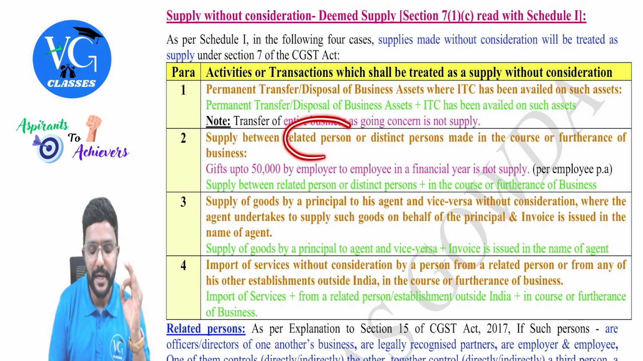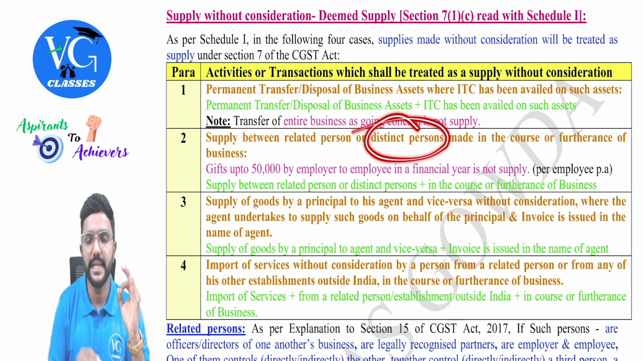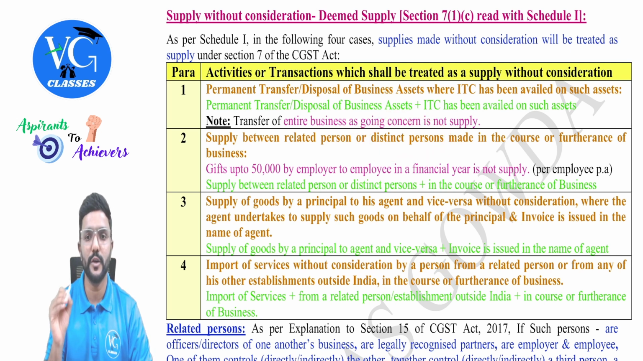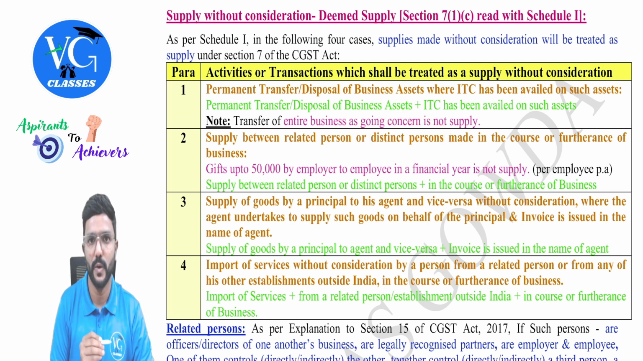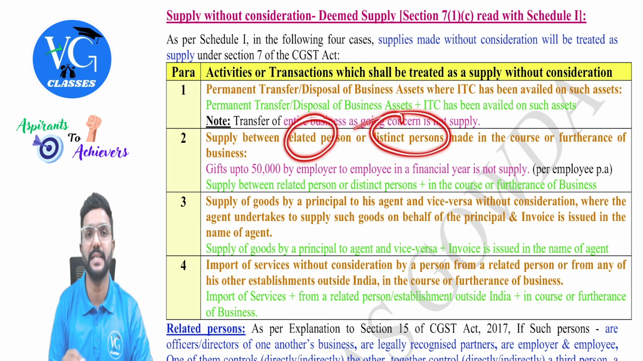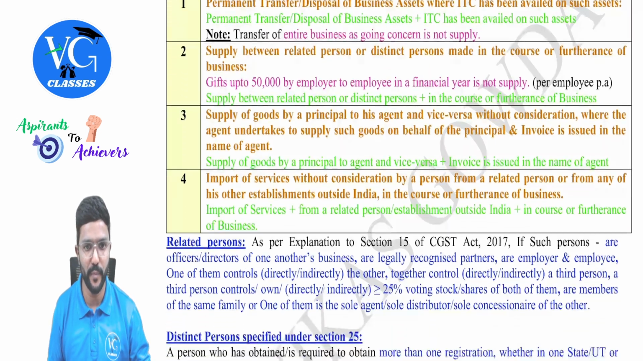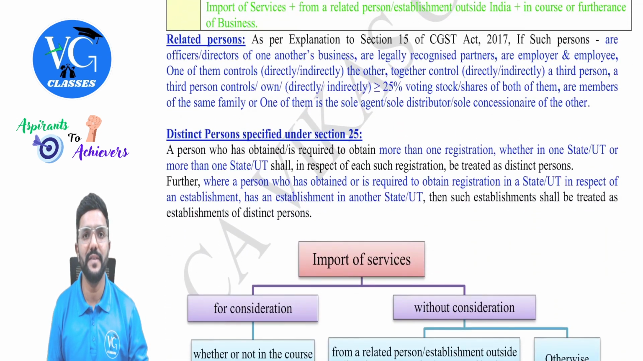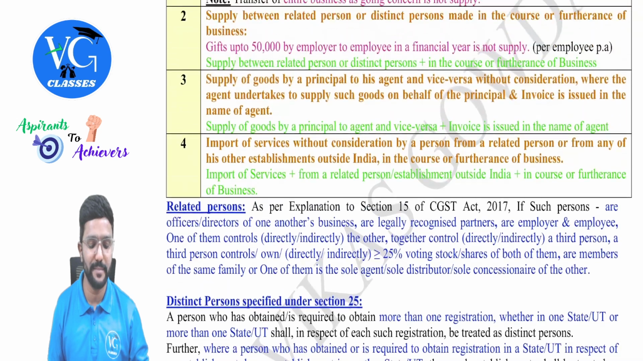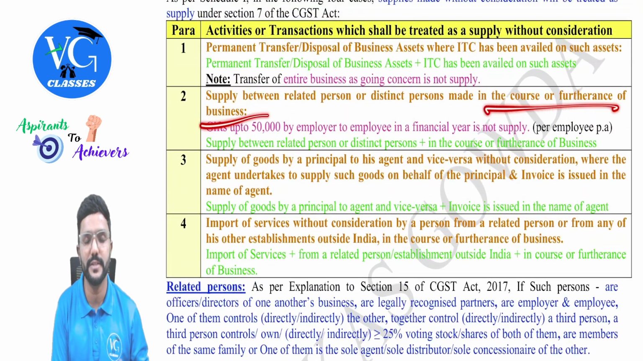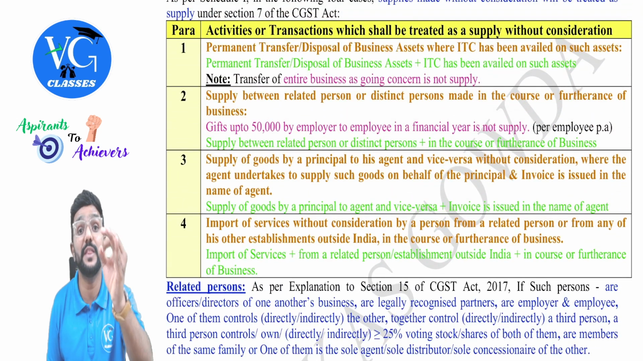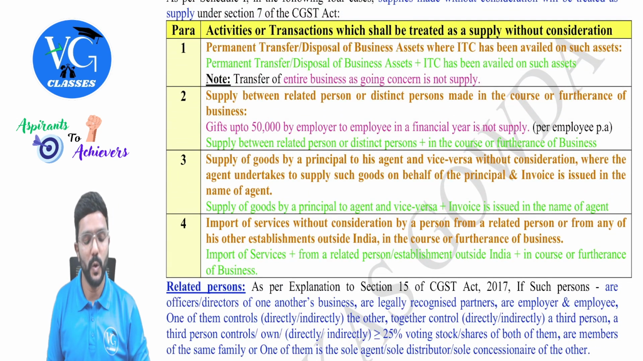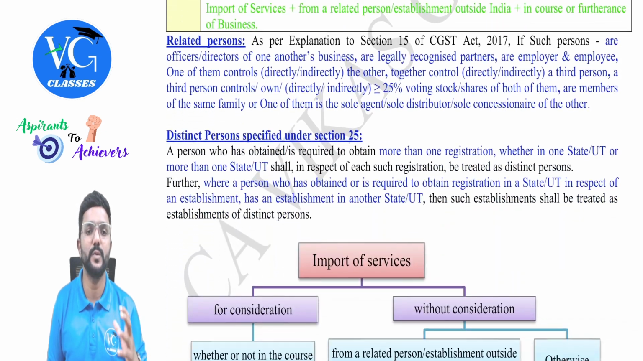Supply between related persons or distinct persons made in the course or furtherance of business. Now we should understand who is a related person, who is a distinct person, guys. Important. Because only when there is a supply between related persons or distinct persons in the course or furtherance of business, it is covered here, even without consideration. So that means, who is related, who is distinct.